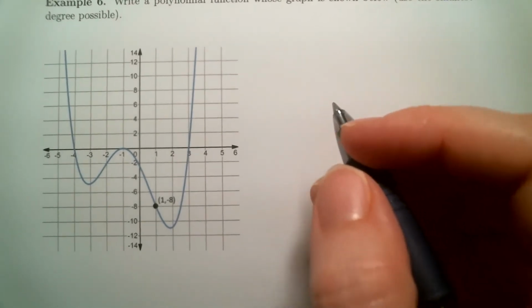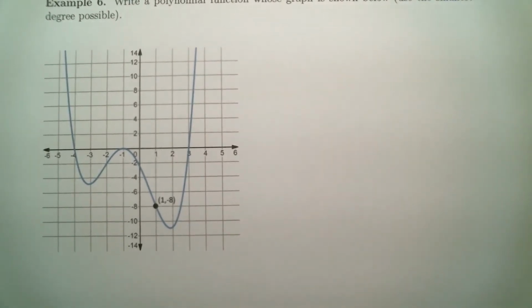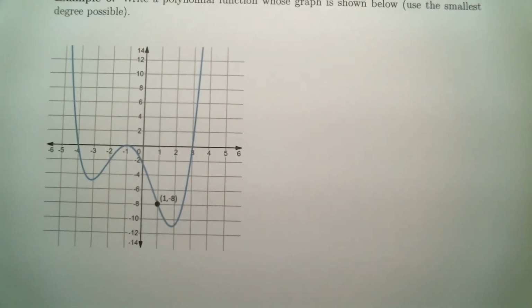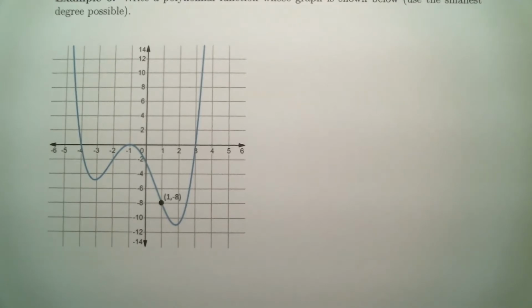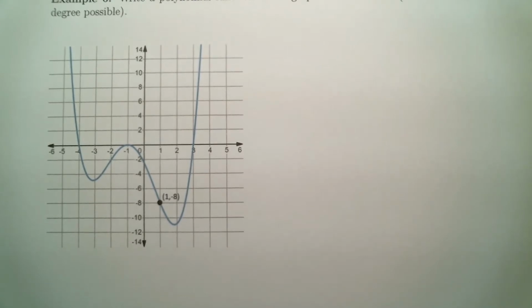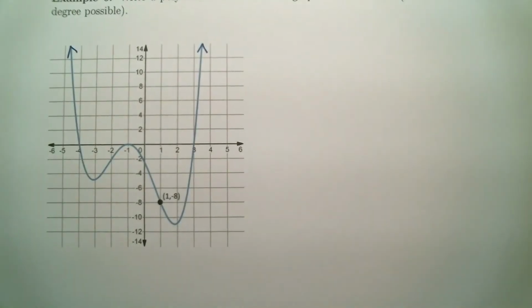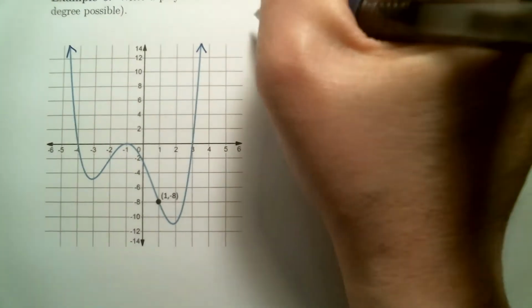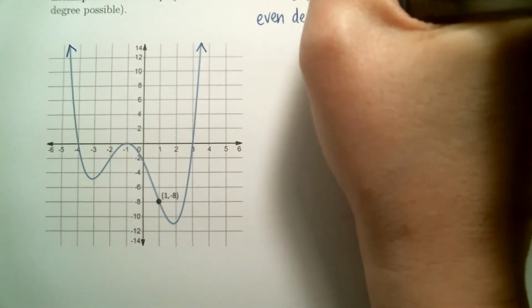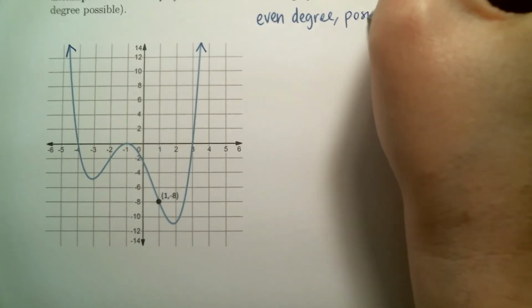Okay, so when we look at this graph, notice a couple of things. It is W-shaped, so that means it is going to be an even degree polynomial. So that's one thing you should pick up on. It's going to be an even degree because it's W-shaped. Notice the end behavior. It is rising to the left and it's rising to the right. So that means it's going to be even degree, positive leading coefficient. That's what we can expect.